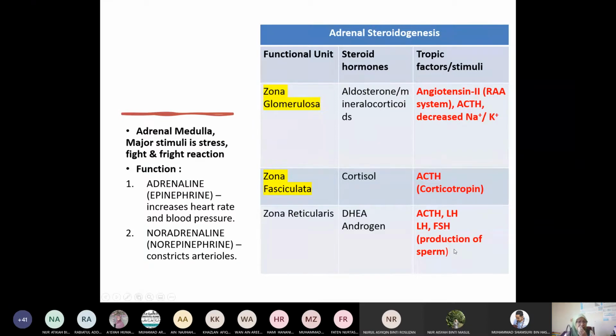Now the medulla hormones. The major stimuli are stress, the fight and fright reaction, as you already know. Adrenaline, noradrenaline, and dopamine are the catecholamines synthesized in the adrenal medulla, but the main hormones are adrenaline and noradrenaline. Adrenaline increases heart rate and blood pressure. Norepinephrine constricts the arterioles and thereby increases blood pressure.